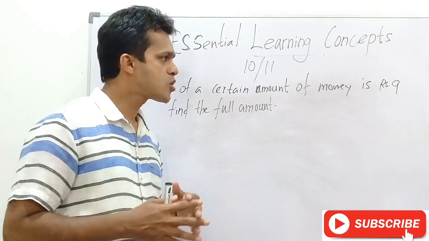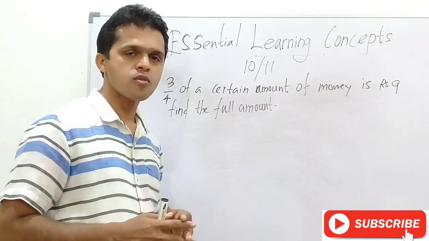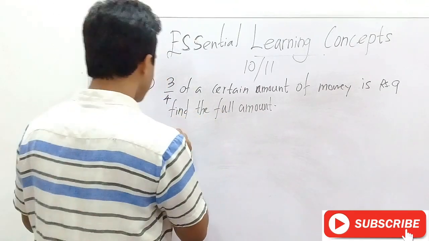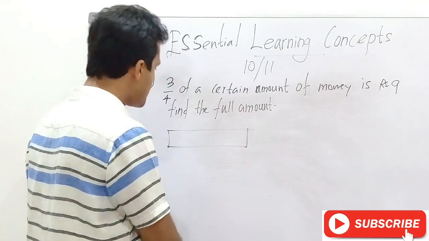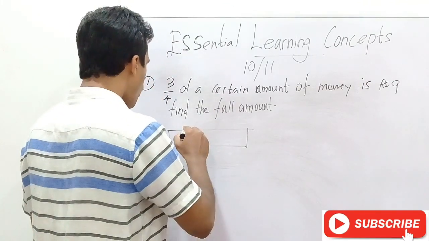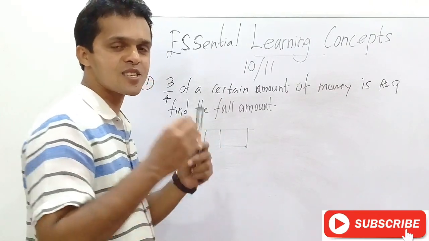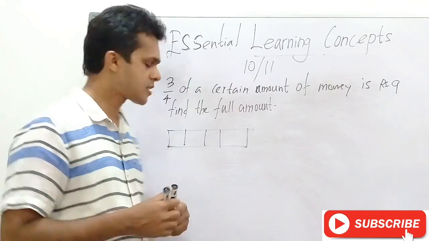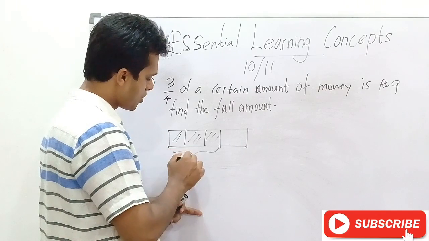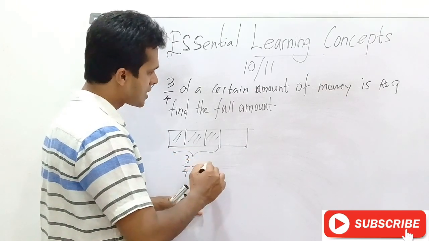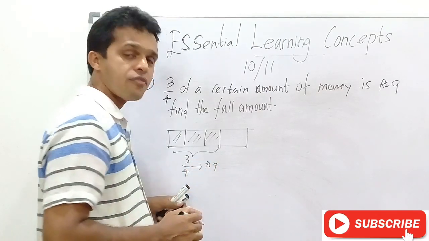Three-fourth of a certain amount of money is 9 rupees. Find the full amount. This means 3/4 of a certain amount of money. A certain amount is divided into 4 equal parts. The meaning of this: a certain amount is divided into 4 equal parts, 1, 2 and 3. So 3/4 means 9 rupees. Find the full amount.